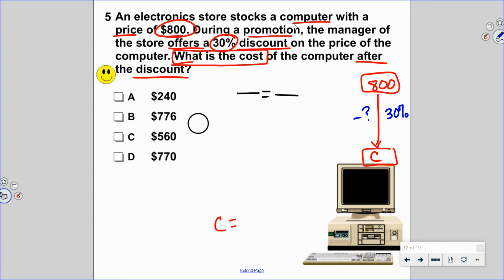30% discount means how many dollars? So keep that in mind as we go here. 30%, 30 per 100. $800 was the original cost. Let's go ahead and find the D discount.